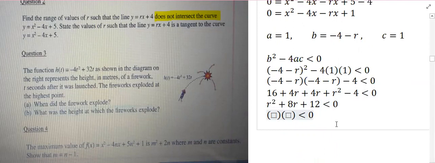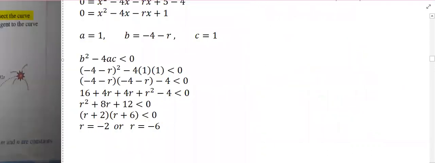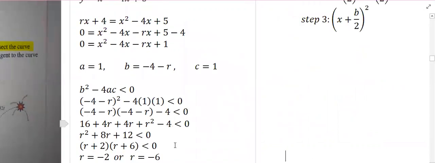Negative 2 and negative 6. Okay, so you do EQN degree 2, you get your R is negative 2, another R is negative 6. So I need to put here R plus 2, R plus 6. Okay, you get the points already, but not finished yet. Because this is the inequalities, ketaksamaan.